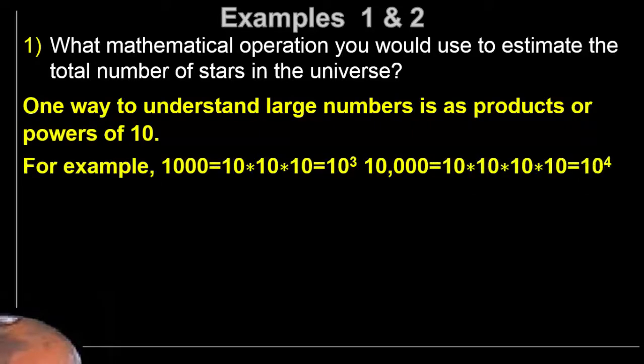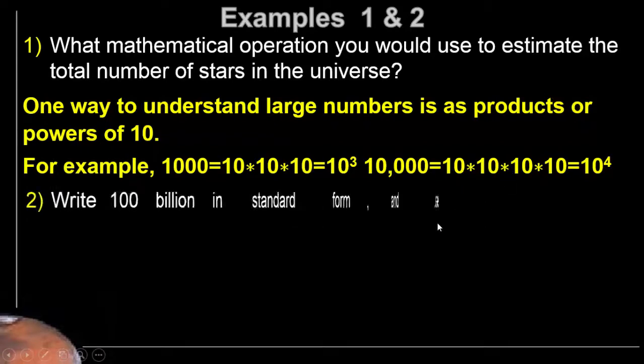For example, 1,000 is 10 times 10 times 10, which is 10 to the third. So that means each of these zeros after 1 would represent a power of 10. Also, 10,000 would be 10 times 10 times 10 times 10, and that would be 10 to the fourth, because there are 4 powers of 10.